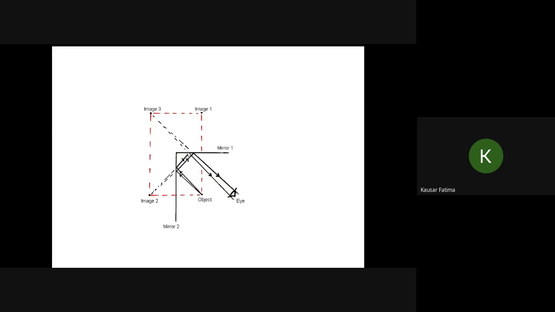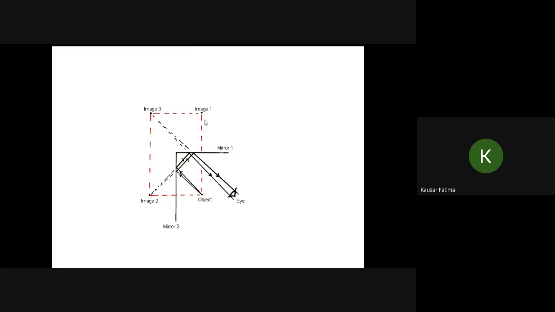Start from here and join these two lines in dotted form because these are not the real rays, and then in thick lines. Again, this is the point and this point. Join them in dotted form and extend and take it towards the eye. So we can see three images here. Maximum three images can be seen when two mirrors are perpendicular to each other. But sometimes we can see two also, depending on where the eye is placed. Depending on the position of the eye, two or three images can be seen.